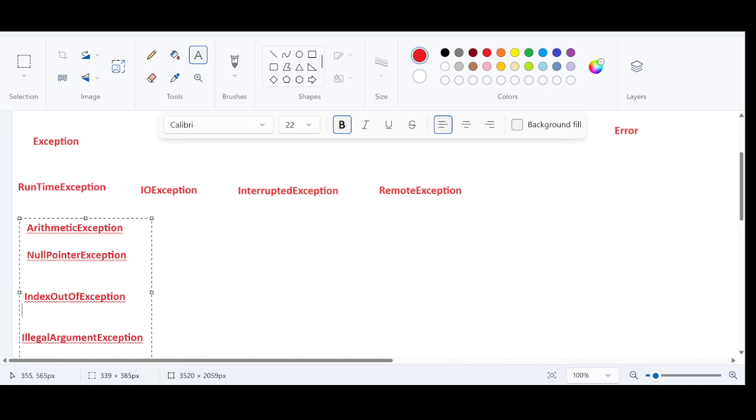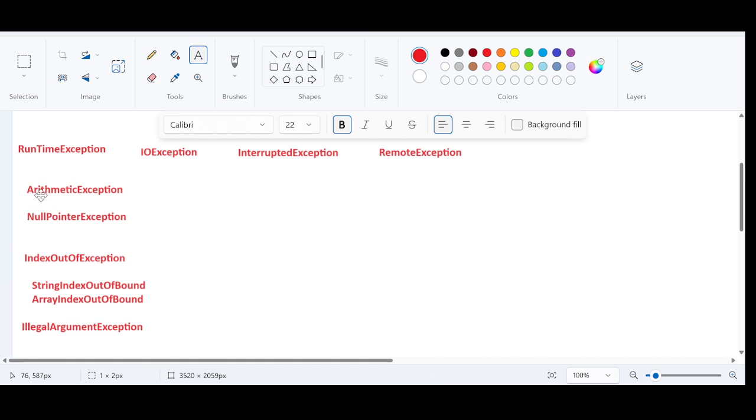Under IndexOutOfBoundException, it again has two subclasses, which are StringIndexOutOfBound and ArrayIndexOutOfBound. Right, so these are the subclasses of the RuntimeException class. So ArithmeticException, NullPointerException, IndexOutOfBound, IllegalArgumentException, and under IndexOutOfBound we have two subclasses: StringIndexOutOfBound and ArrayIndexOutOfBound.